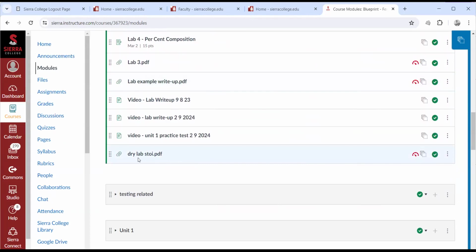Okay, this dry lab STOI. STOI is short for stoichiometry. And if you download the new lab schedule, you'll see where that fits in. But if you want to practice balancing equations, this is a really good one.